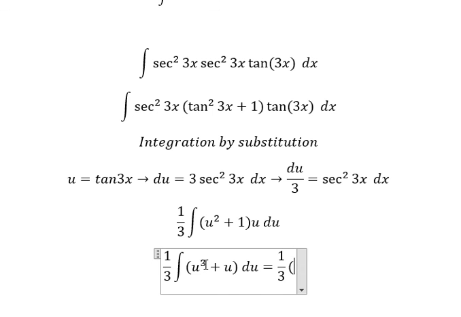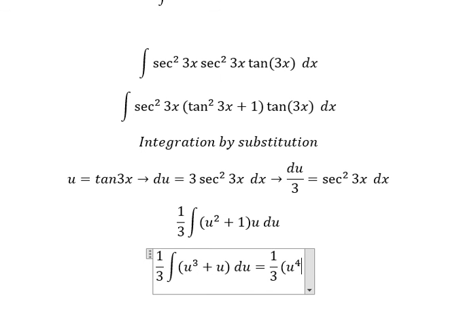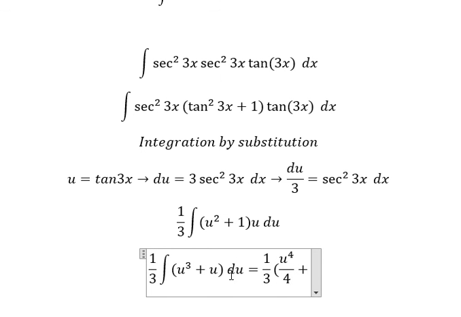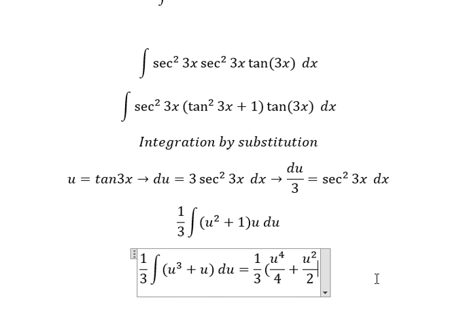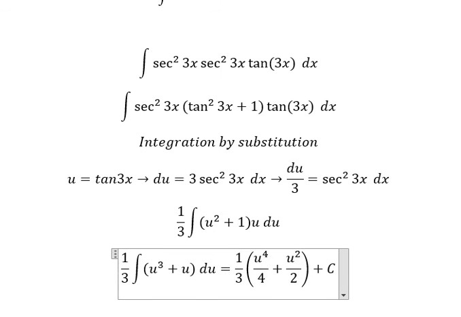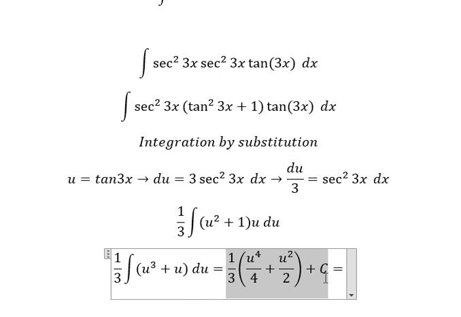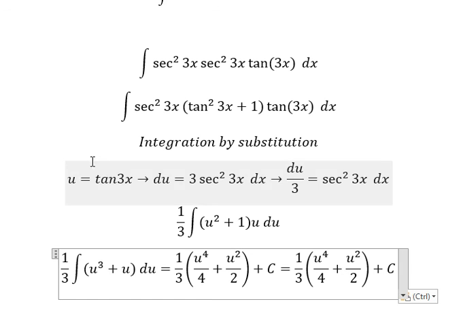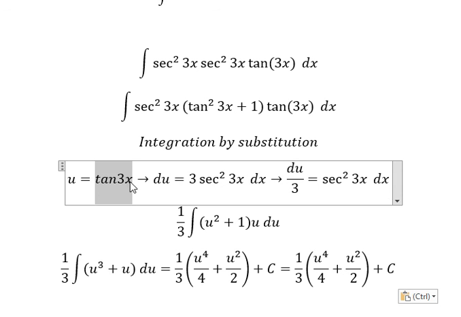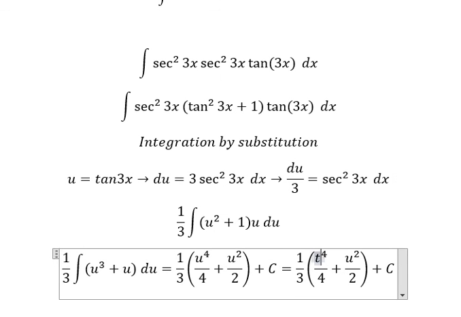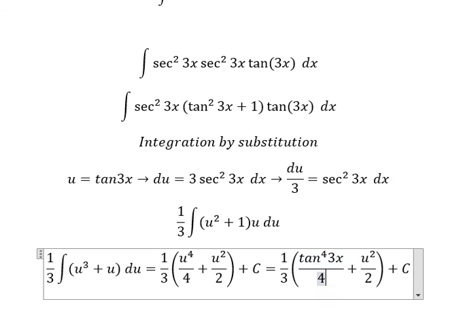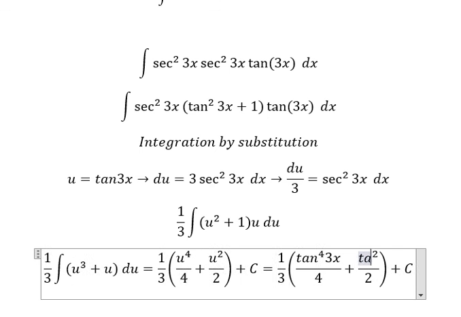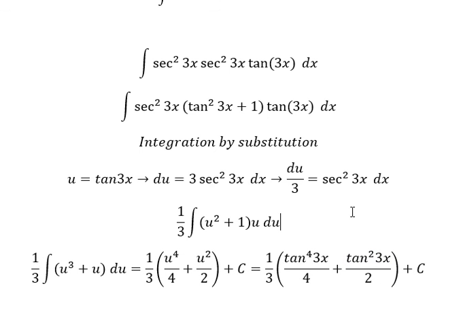The integration of this one, you get u to the power of 4 over 4. About u, you get u squared over 2. And we put c. About u, that is tan 3x. This is the end. Thank you for watching.